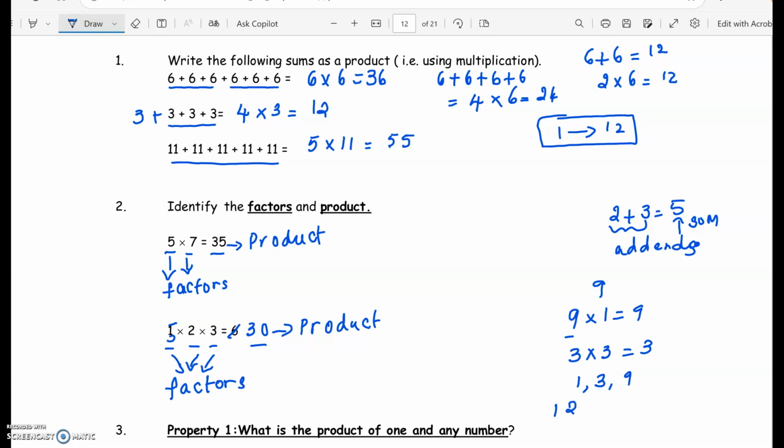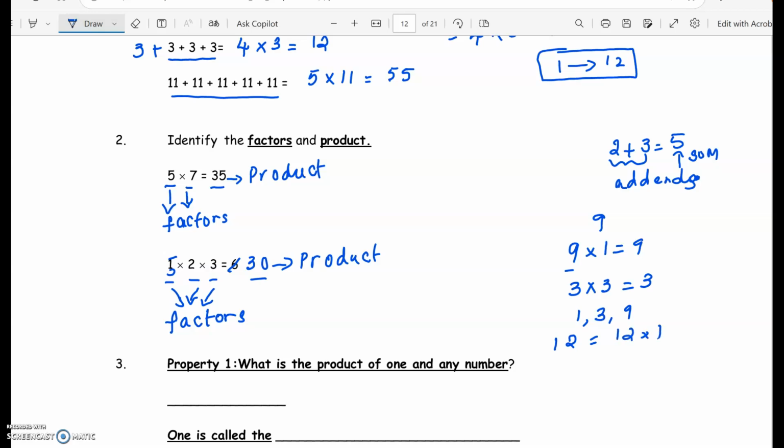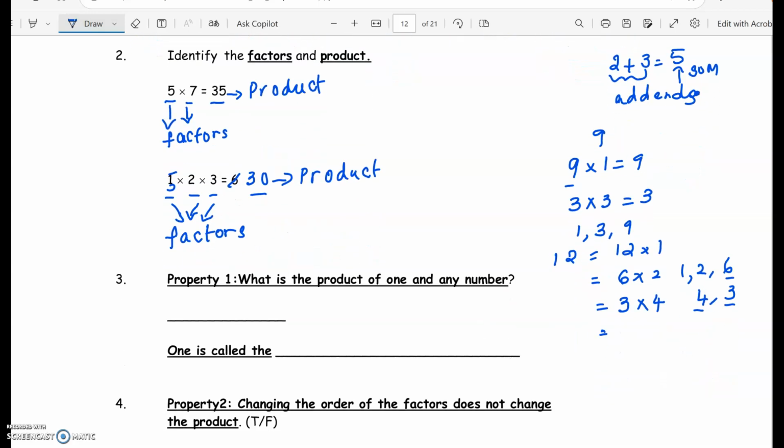Now, what are the factors of 12? So there are many factors of 12. 12 times 1, 12 is a factor, but it's trivial. 12 and 1 are trivial. 6 times 2 is 12. So 2 and 6 are factors. 3 times 4 is 12. So 4 and 3 are factors. I think that's it. So we have 1, 2, 3, 4, and 6 that are factors of 12.